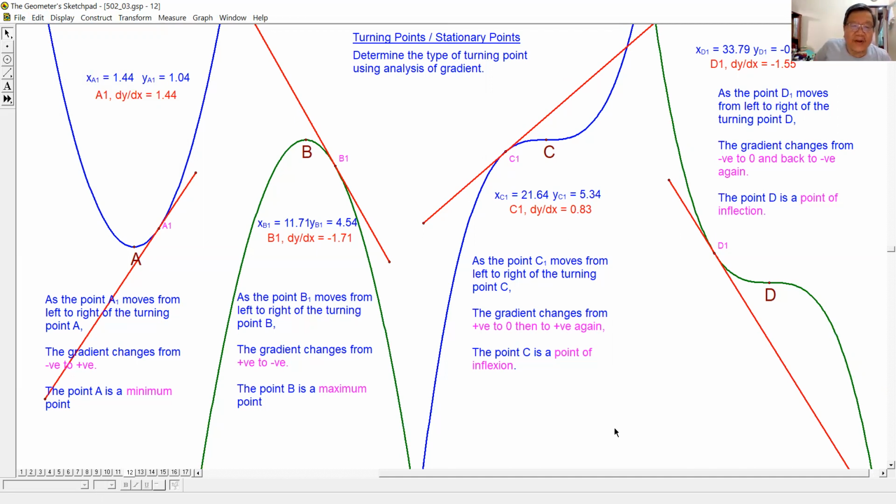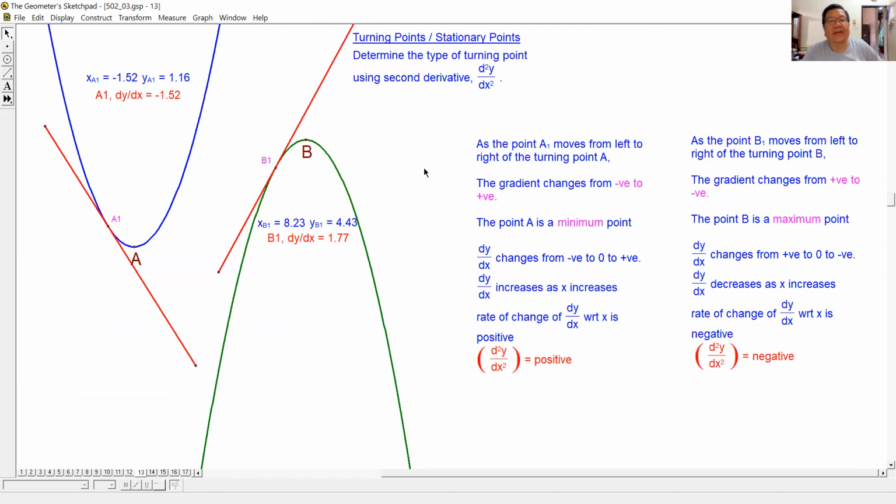analysis of gradient. Now, how to make use of this, I'm going to show you in the next lesson, right? Now we go on to another one. Turning points, or stationary points. Determine the type of turning point using second derivative, that is d2y dx squared.